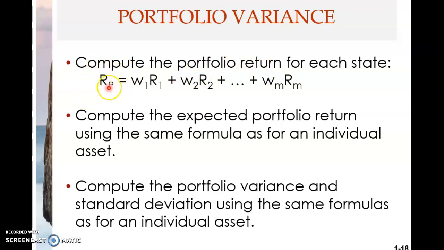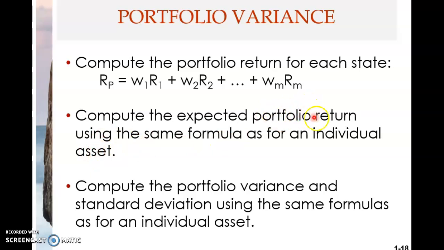Possible return for the portfolio given the portfolio weight for stock 1 multiplied by the possible return for stock 1, plus the weight for stock 2 multiplied by the possible return for stock 2, given the state. So it will be difficult to just explain this. When we have an example, then this becomes clearer. The example is in the next slide. I'll show you the example a bit later. Now you compute the expected portfolio return using the same formula as for individual assets.